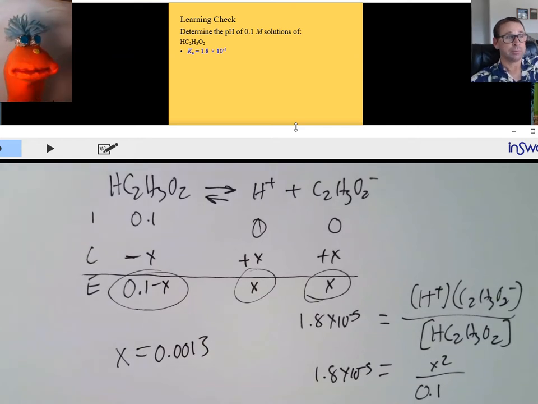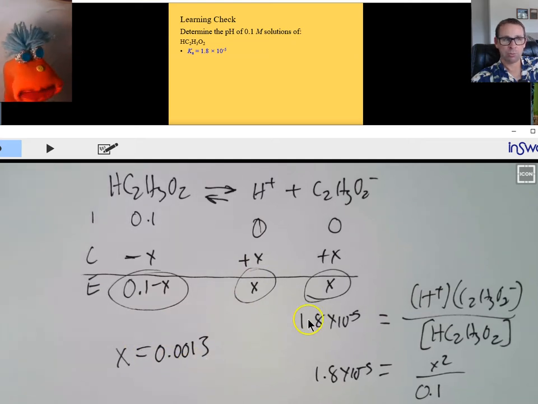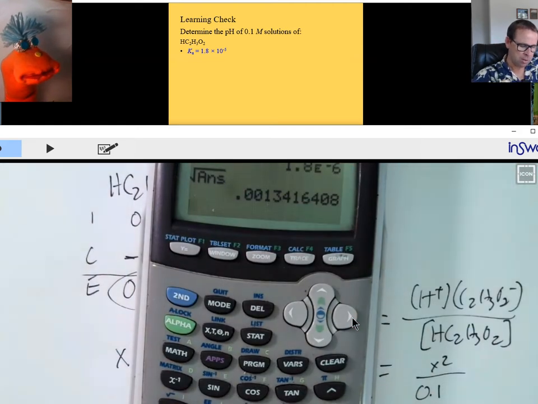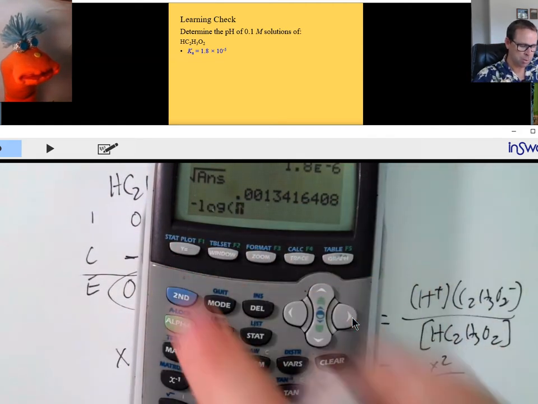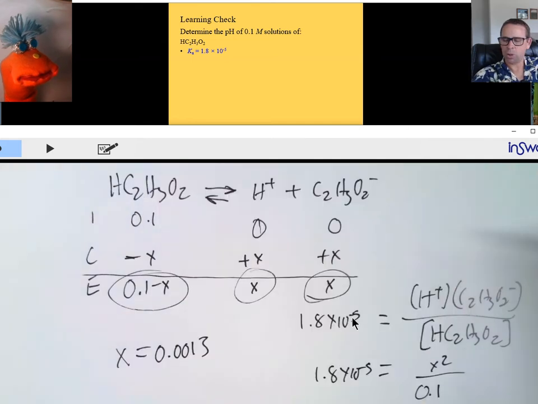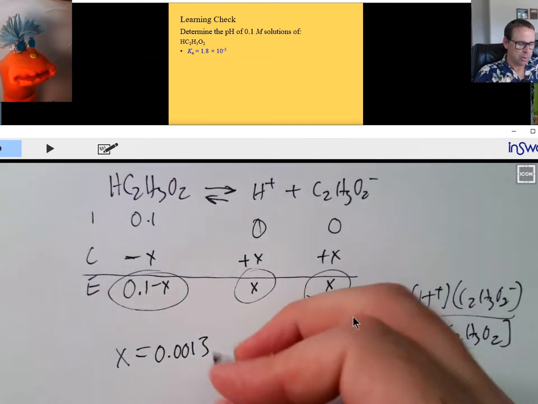Now what do I do with that? Is that the shift? That's right, it is the shift. Can I do something with that shift? Well, you need to find the pH, right? I do need to find the pH. Well, X also equals the hydrogen ion concentration at equilibrium. That's right. The hydrogen ion concentration at equilibrium is X. So if I want to find the pH, all I have to do is what? Take the negative log of 0.0013. That's right. Negative log of 0.0013, and that pH is 2.87. Okay.